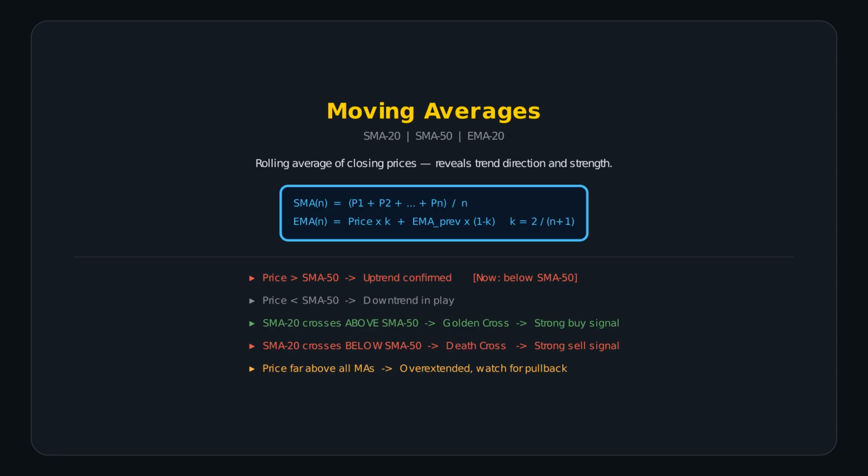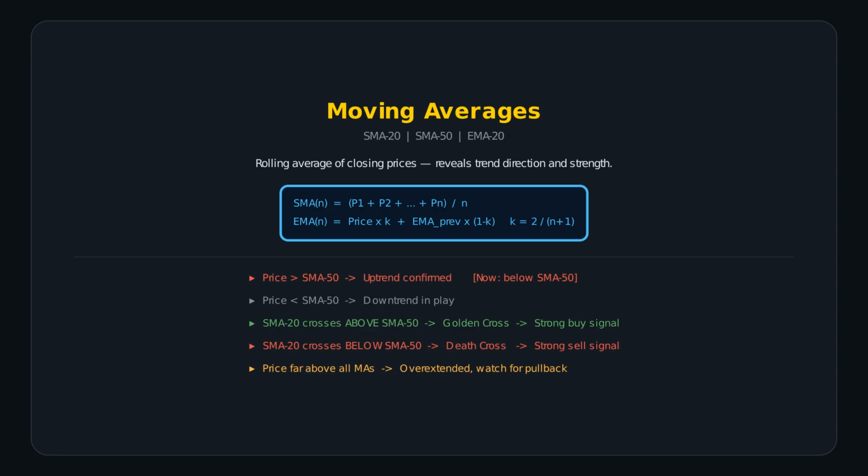A simple moving average smooths price noise by averaging the last N closing prices. SMA 20 tracks the short-term trend. SMA 50 tracks the medium-term trend. The exponential moving average gives more weight to recent prices, so it reacts faster to new information.